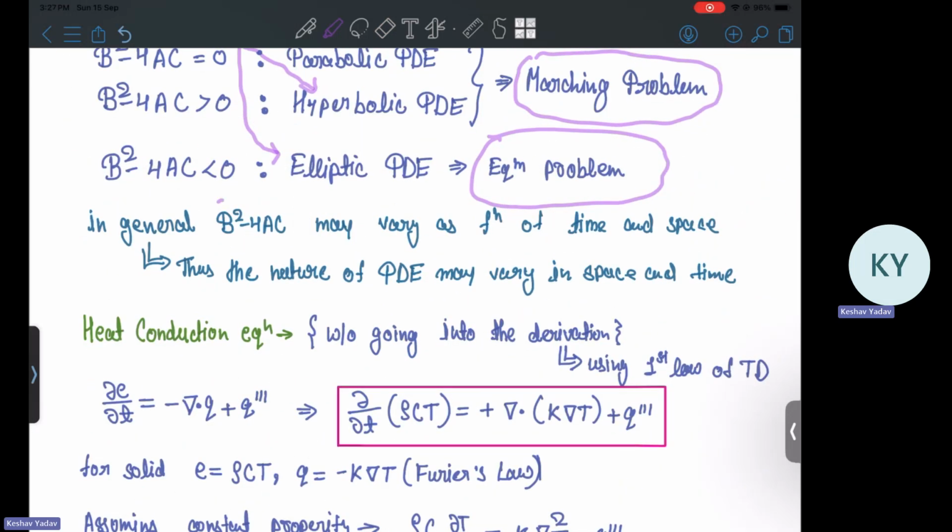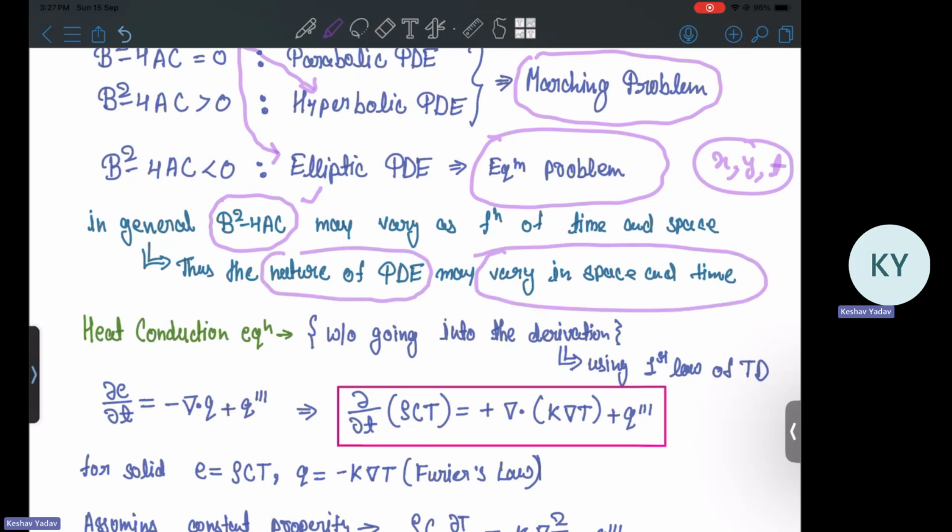In general, A, B, C can be functions of x, y, and t, which means B square minus 4AC may change in space and time. Meaning the nature of the PDE may vary in time and space. Maybe in some region the PDE will behave as an elliptic problem, and in some region it can behave as a parabolic type of problem.